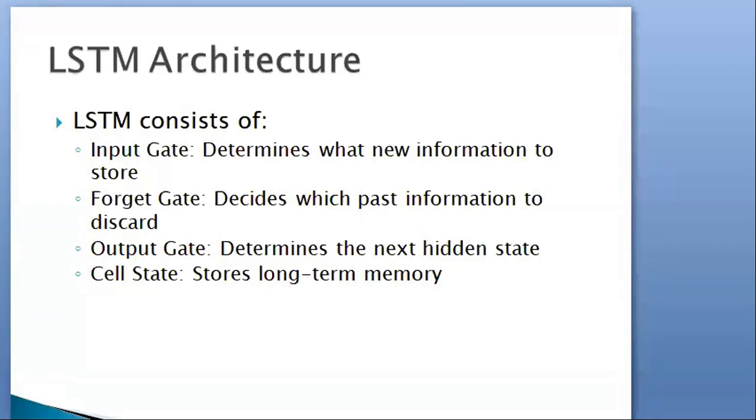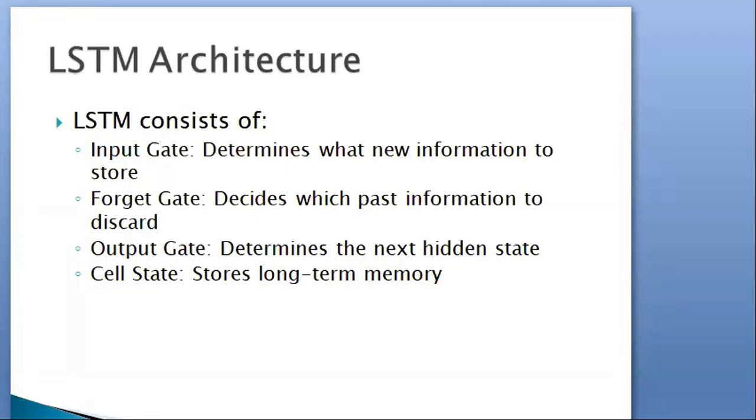So basically, the LSTM and all neural networks consist of various layers. For example, we already saw in the CNN that there are three layers: the input layer, hidden layers, and output layer. But in the LSTM, there are different types of gates available. The first is called the input gate.